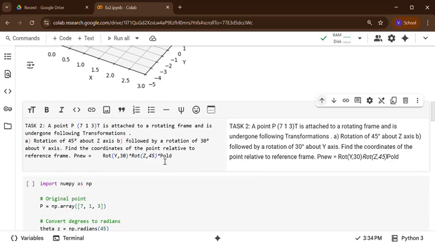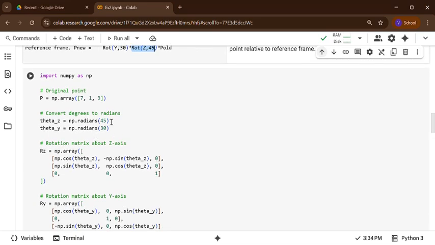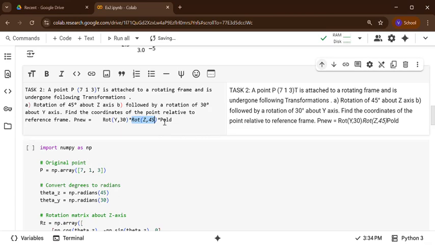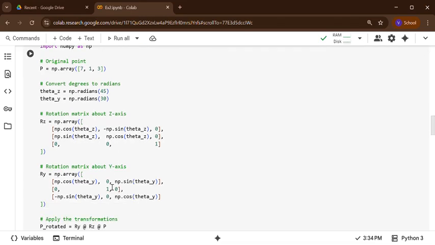So how to do this? First take a point, and then based on the rotations, this is the first rotation. Then for the following rotations, it should be pre-multiplied. That's all. So for this, first you have to define the old point. The old point is defined, and there are two angles, 45 and 30. Convert those to radians. Okay. First is the rotation about the Z axis. So for the Z axis: cos theta, minus sin theta, 0; sin theta, cos theta, 0; 0, 0, 1. Okay.